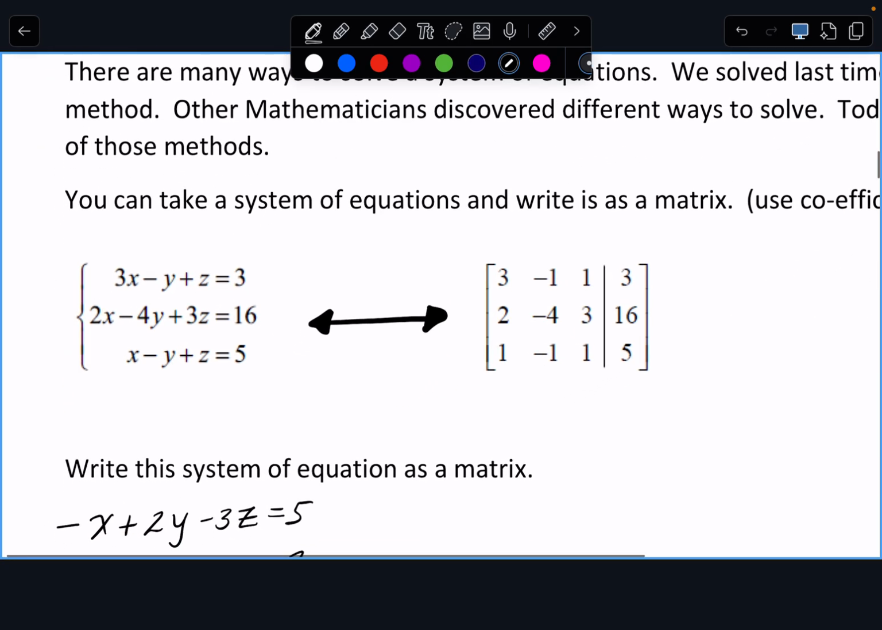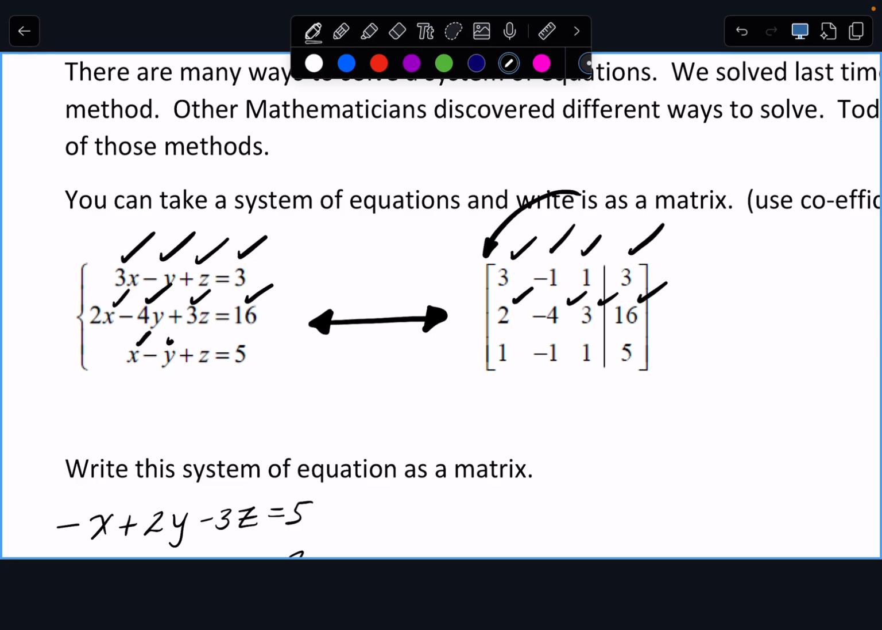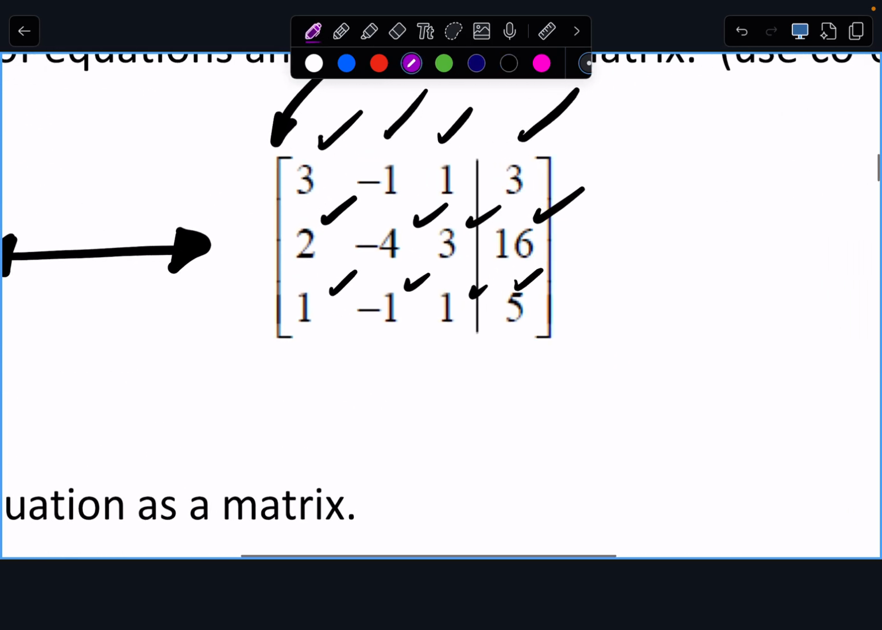Okay, so first things first, what is a matrix? We're going to draw a matrix with these big brackets, and notice matrices only have the coefficients. See, 3, -1, 1, 3. Everyone seeing it? 2, -4, 3, 16. 1, -1, 1, 5. So that's what these things are. So you can switch back and forth, and we will today switch back and forth.